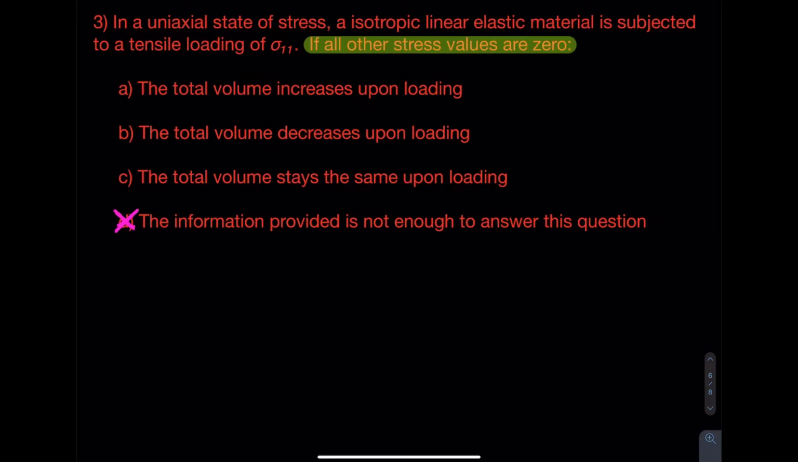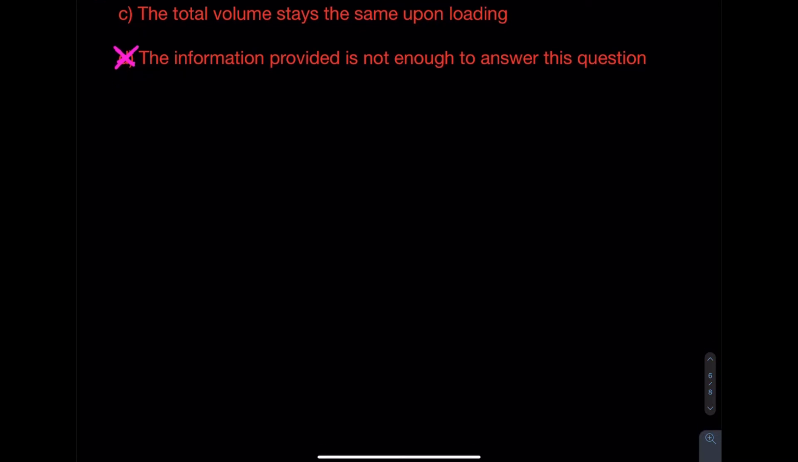Very unlikely that it stays the same though, because that implies that something is rigid, which we don't really talk about because it's not realistic. So let's try and figure out what exactly is going to happen here. And what we have to realize is that when we're comparing the volume or how it changes, we want to look at something called the volumetric strain, which is epsilon sub v, and this is equal to epsilon 1,1 plus epsilon 2,2 plus epsilon 3,3.